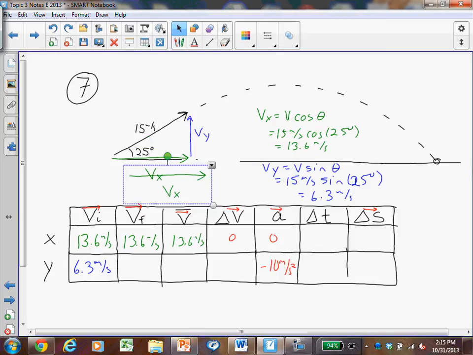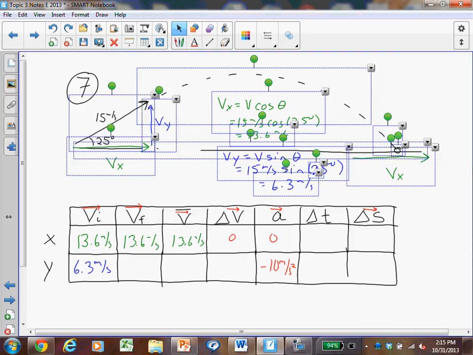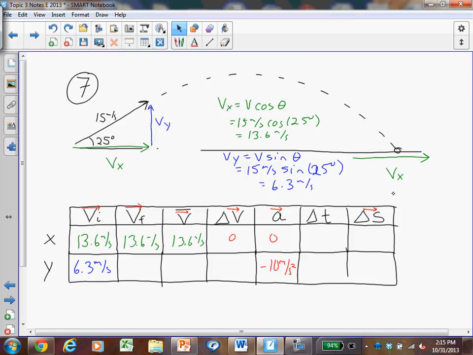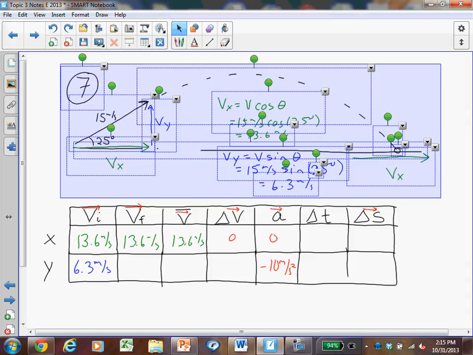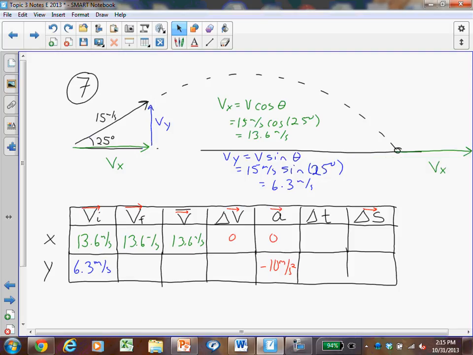Whoops. I can't really draw it there because of the way I drew it, but what could I do? I could shrink the whole thing down. No, don't clone. Oh, I just moved the whole thing over. That's fine too. That worked. Sorry.